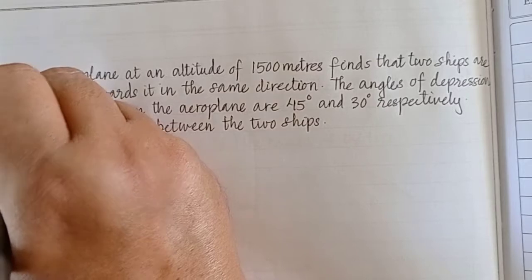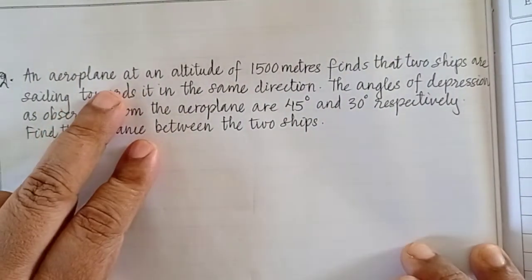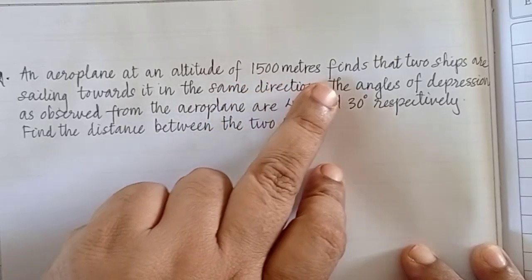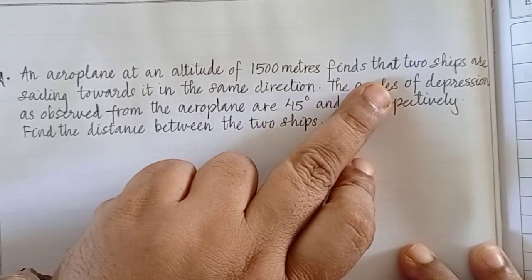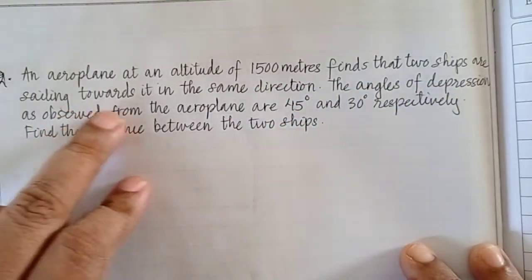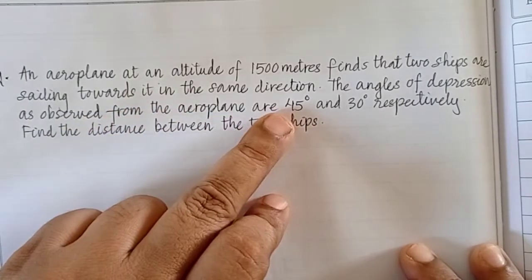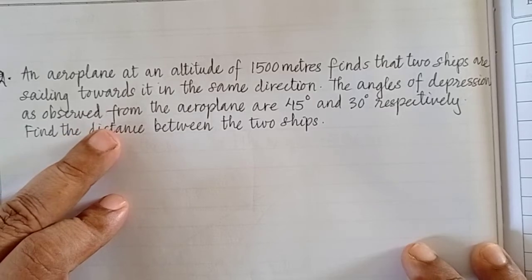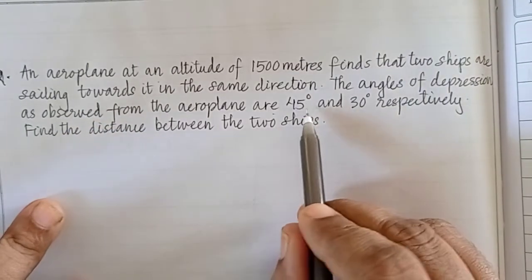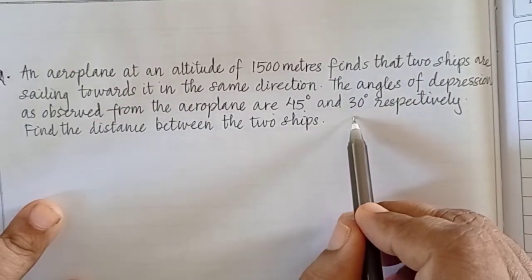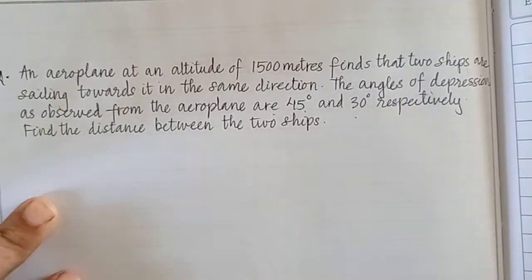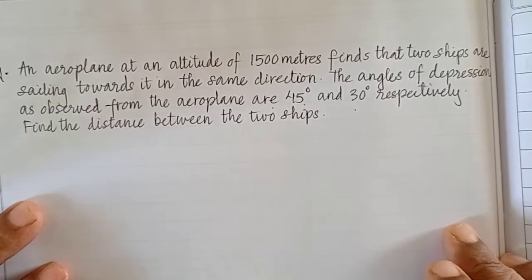Can you read the next question? Second question. An aeroplane at an altitude of 1500 meters finds that two ships are sailing towards it in the same direction. The angles of depression as observed from the aeroplane are 45 degree and 30 degree respectively. Find the distance between the two ships.